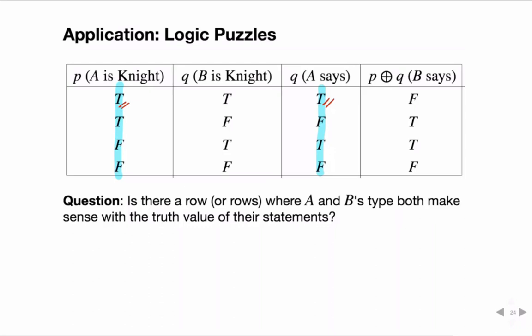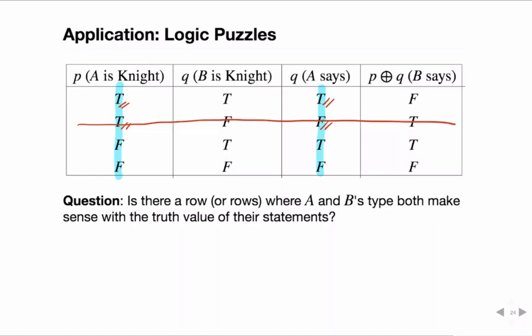Alternatively, if I look at the second row, where P is true, which means A is a knight, and I look at the corresponding second entry for the truth value of A's statement, it's false. And I know that this is inconsistent, this can't possibly happen, because if it's really the case that P is true and A is a knight, then it wouldn't be possible for the thing that he said to be false. And so I'm just going to cross out this row in the truth table, because I know that this could not possibly work.